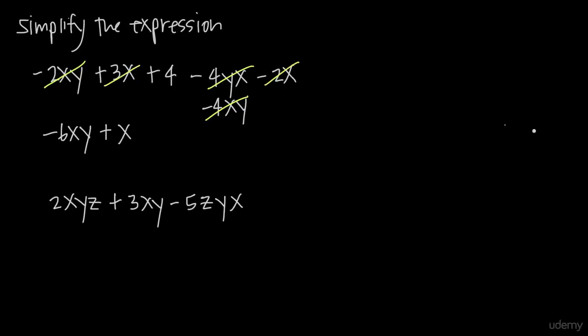Now all we have left is this positive 4. There are no like terms to combine it with, so I just say plus 4, and that's how I use like terms to simplify this expression.